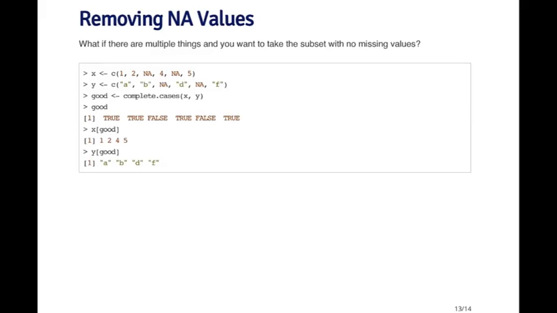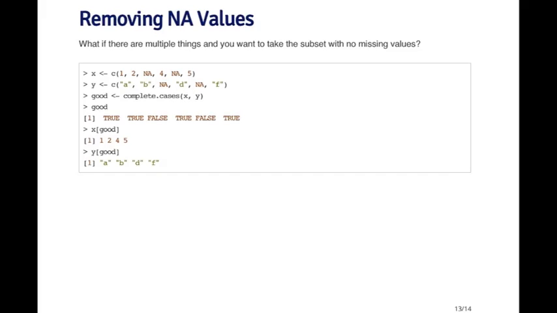So what if there are multiple vectors or multiple objects, and each one has missing values in slightly different places, and you want to take the subset of all the objects that have no missing values, right? So here I created a vector called x, which is 1, 2, 4, and 5, and missing values scattered about. And then y is a character vector with also some missing values in it.